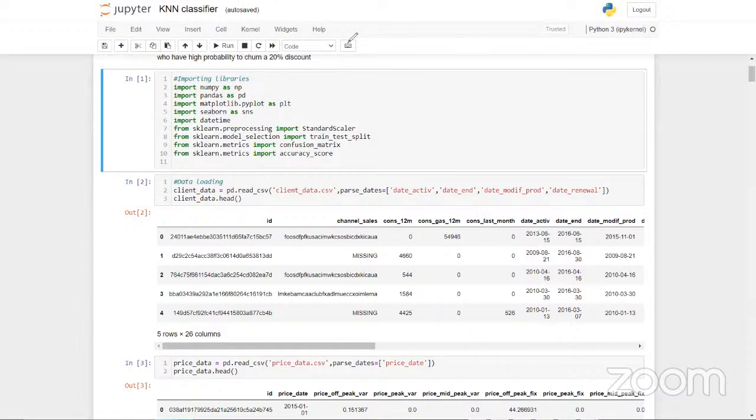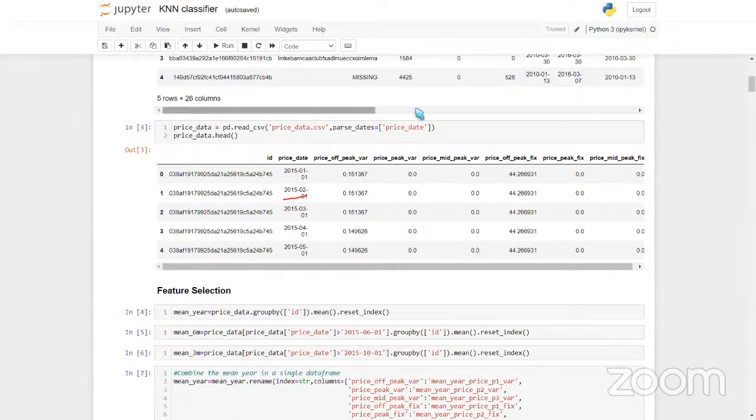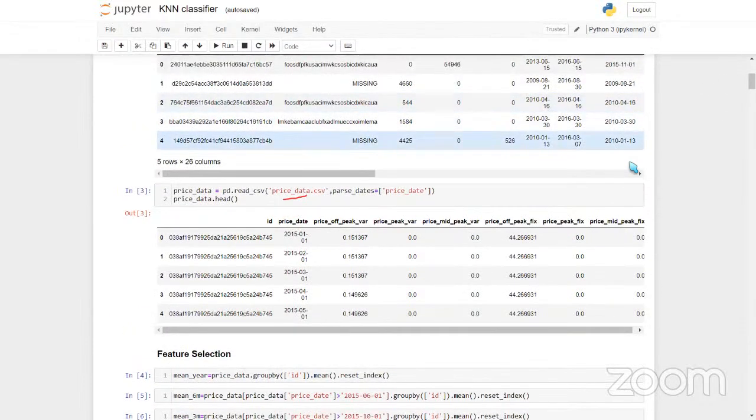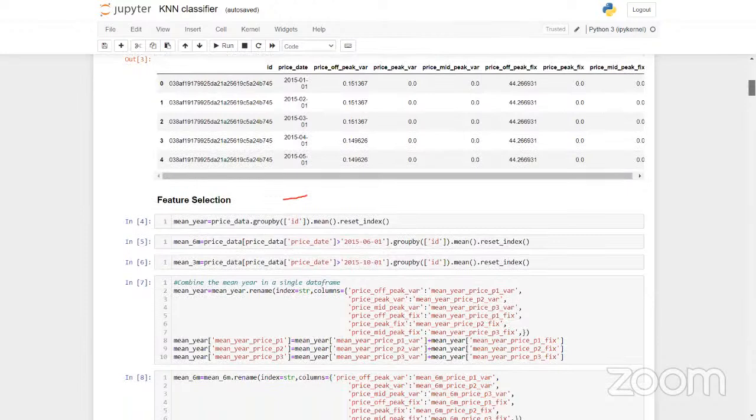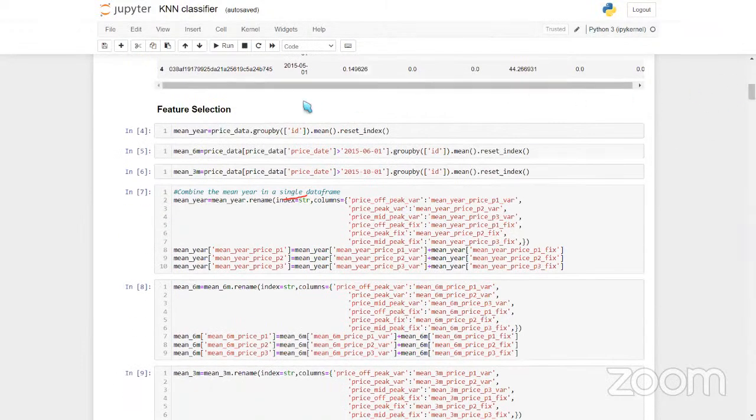Okay, so in total we have two data sets. One is client data and one is price data. We are going to combine both of these data sets, but before that we are doing feature selection. Whichever features we think will be needed, we'll keep. First of all, we are taking ID as our index, and then we are resetting the index, so it will be grouped by ID.